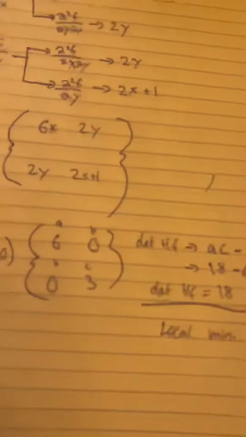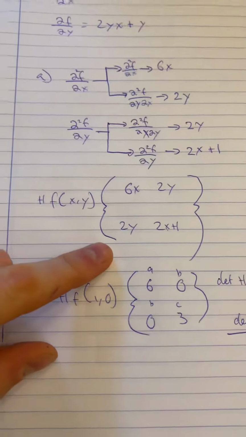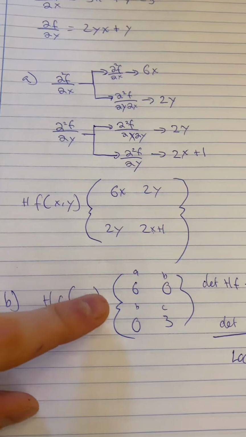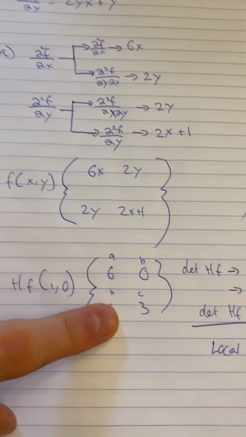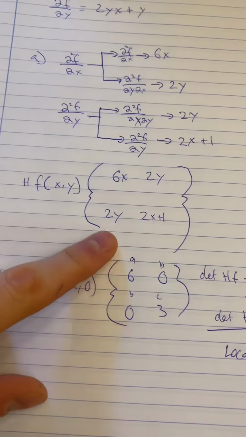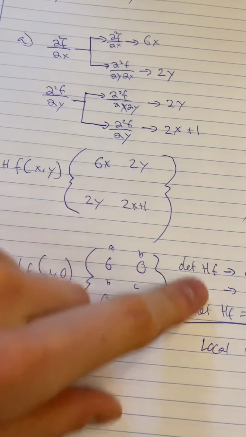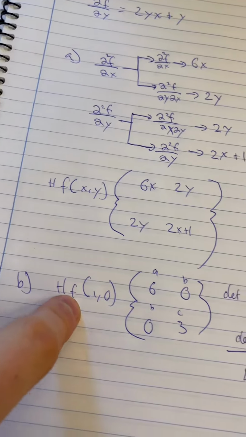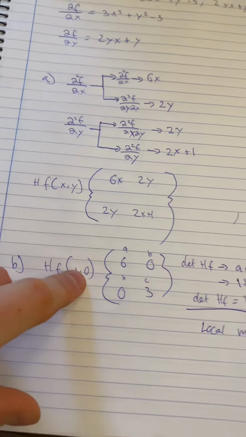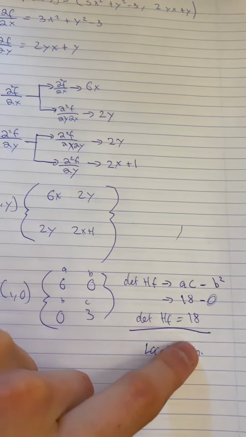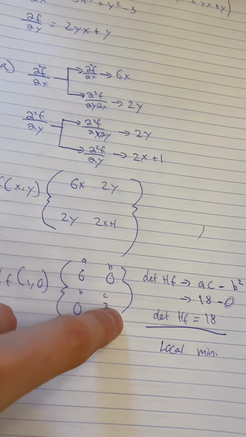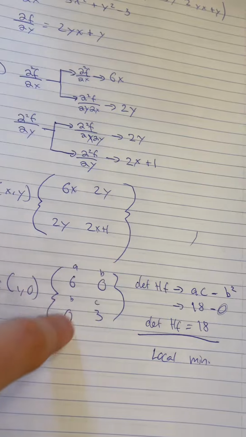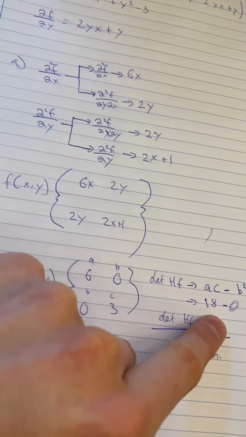Okay, so we plug in the first Hessian matrix, we plug in the values 1 and 0, 1 for x and 0 for y, and we get these results. Therefore, after this, we have to find the determinant of this Hessian matrix, considering the coordinates, and we get that a times c, so 6 times 3 minus b squared, which is 0, is equal to 18.